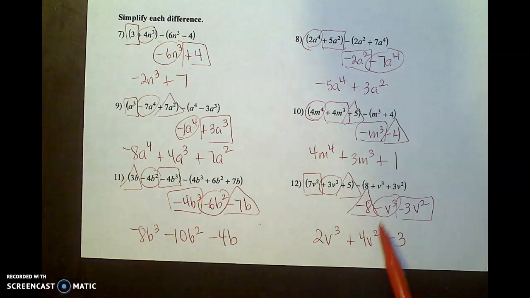In the last example, distribute the negative through: the negative 8, negative 7 cubed, negative v cubed, negative 3v squared. If you look to combine like terms, you should have a 2v cubed plus 4v squared and a negative 3.